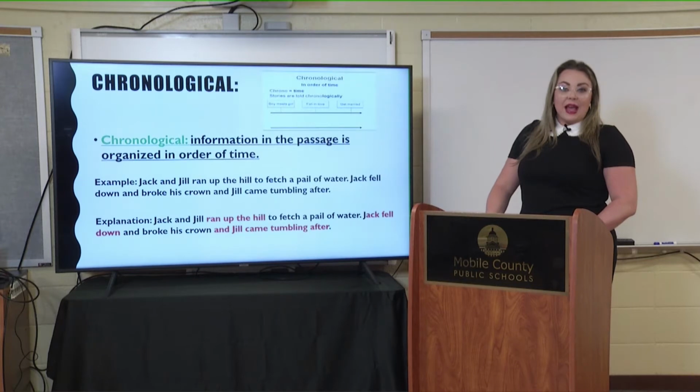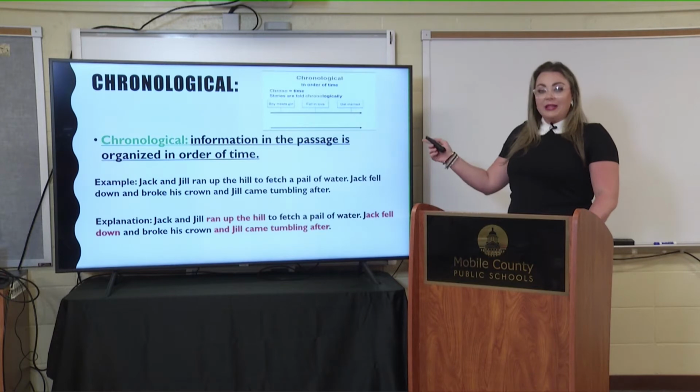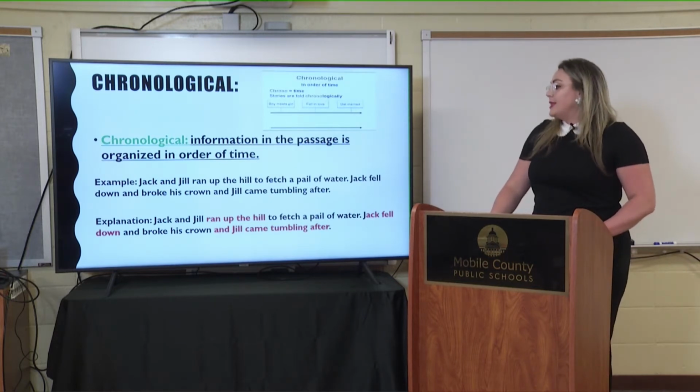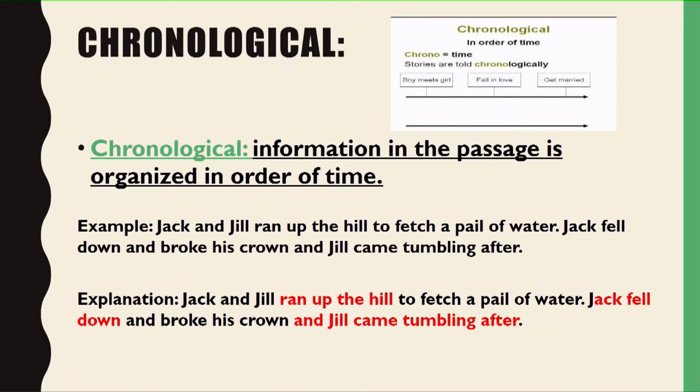Let's look at the second type. The second type of text structure is chronological. This is when information in the passage is organized in order of time. Again, copy down this definition as I review the examples. The first example says that Jack and Jill ran up the hill to fetch a pail of water. Jack fell down and broke his crown, and Jill came tumbling after.